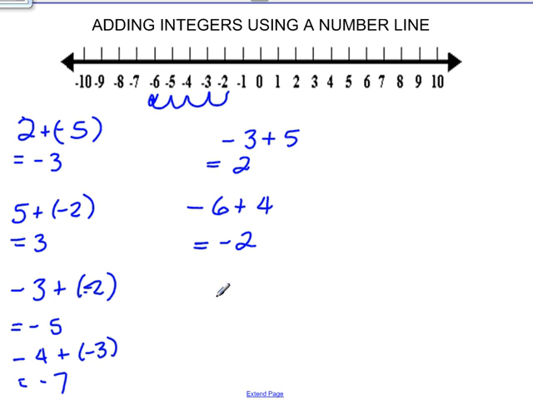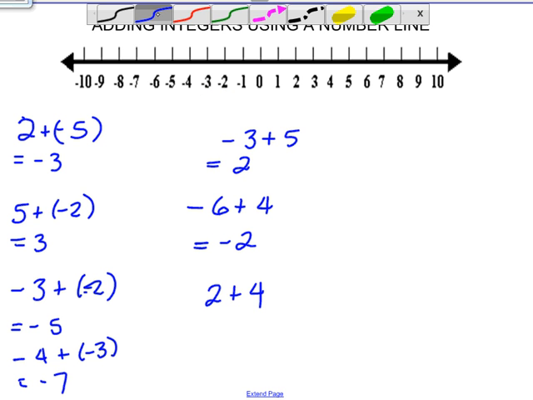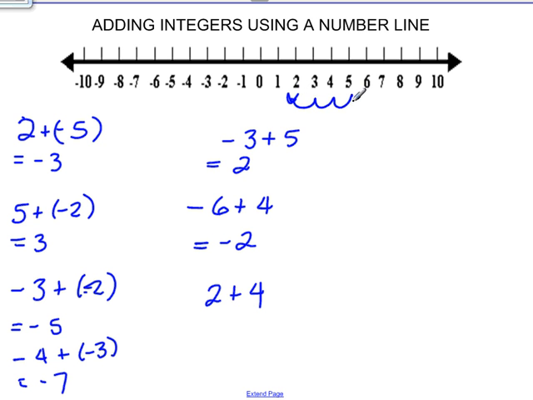Now this type of question here, 2 plus 4, you're used to, because you've done that for years. But this is also an integers question. So if I started at 2, so I can use the number line, and I add 4, I'd go 1, 2, 3, 4. Now I know all of you know that answer, and you don't need to use the number line for that, but I'm just showing you that you can.